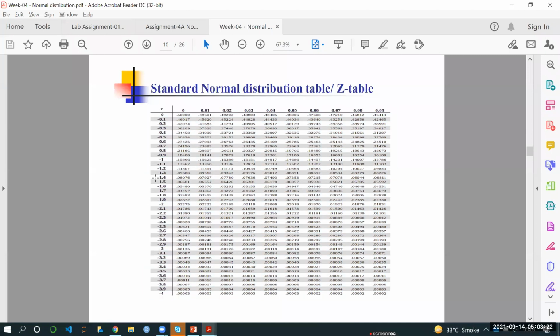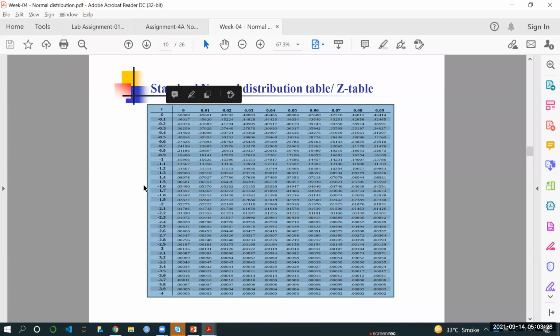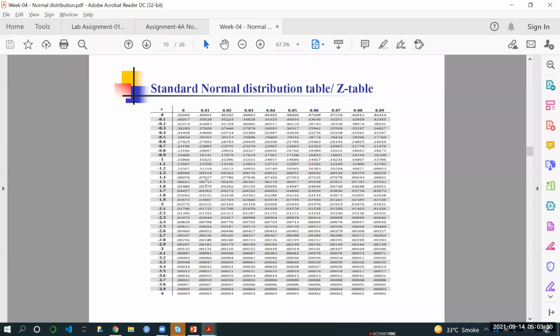Are you getting this example? So minus 1.51, I want to search minus 1.51. Minus 1.5 here will have one decimal number, and the second decimal place is from the column, which is 0.01. So you will have to concatenate them. Minus 1.51 equals minus 1.5 concatenated with 0.01. So it's giving us 0.06552. So this is the way.